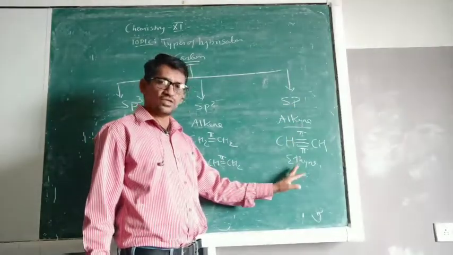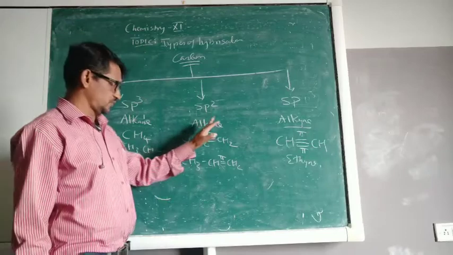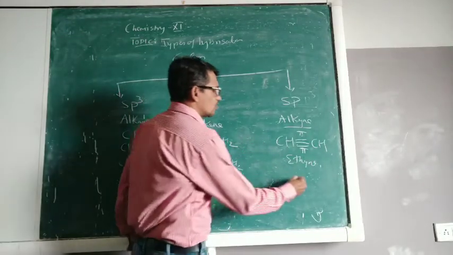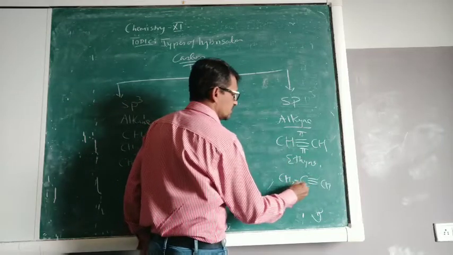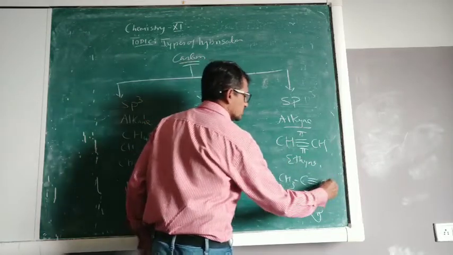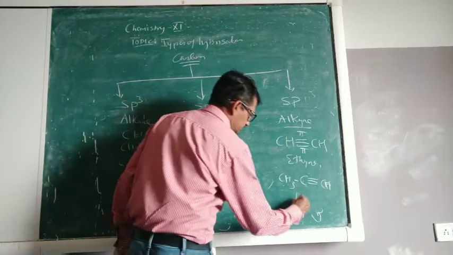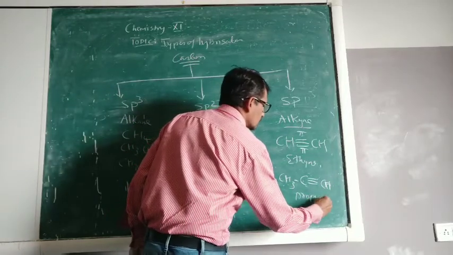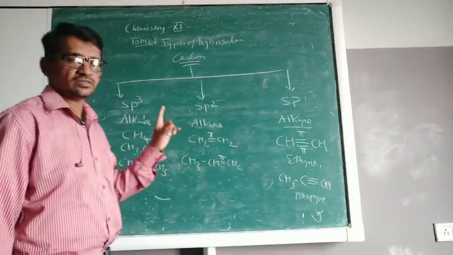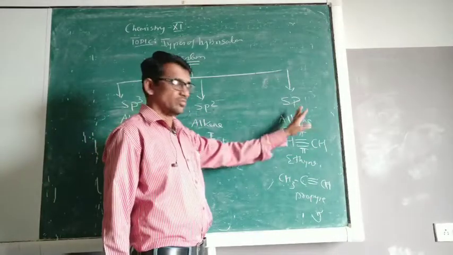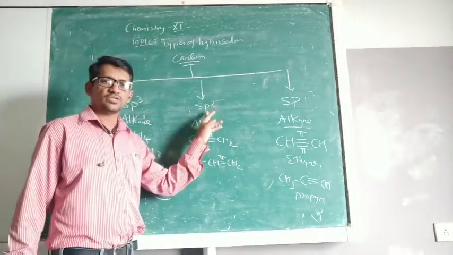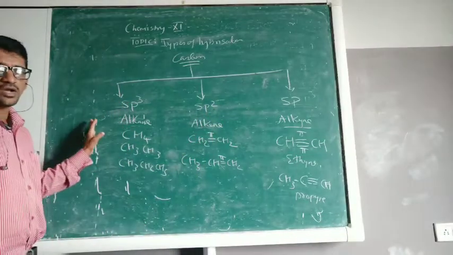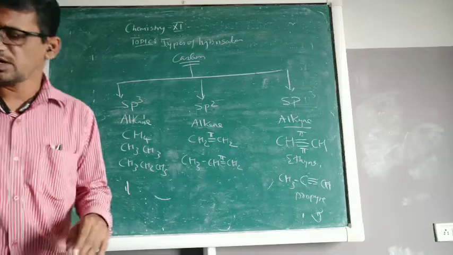In alkynes, as for example ethyne, propyne or whatever. You can take propyne here also, CH3-C≡CH. Then it is propyne, and the hybridization is sp. So remember, if it is a triple bond, then sp hybridization; if it is a double bond, then sp2 hybridization; if it is a single bond alkane, then sp3 hybridization.